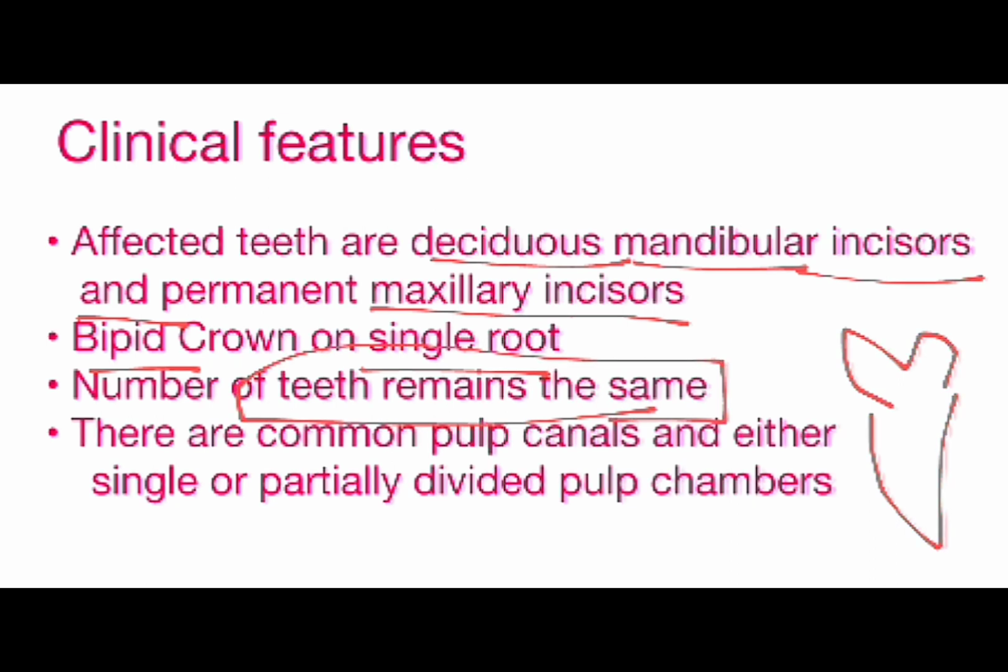There is a common pulp canal, and either a single or partially divided pulp chamber is seen. So the pulp canal inside will be common, but the pulp chamber will be divided. So the tooth will somewhat look like this. We are going to see how it looks on a clinical basis.